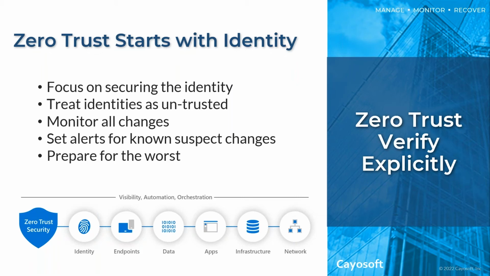We're going to look at identities as untrusted entities. And once you start taking that approach, you really start to realize that anybody connecting to a resource could potentially be a bad actor, or the device they're connecting with potentially could be compromised. So you really want to treat all those connection requests or those authorizations with suspicion. You definitely need to monitor all the changes.